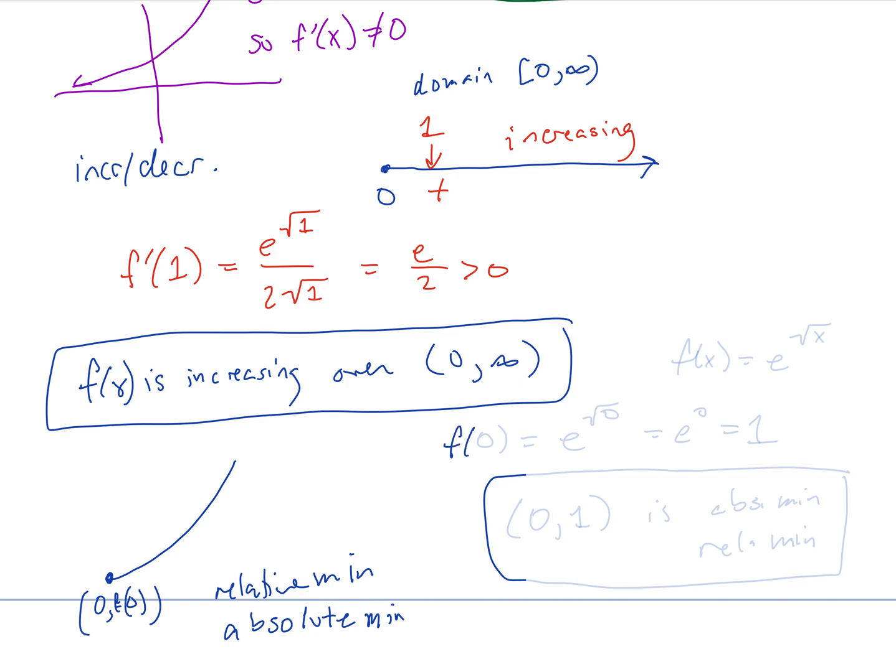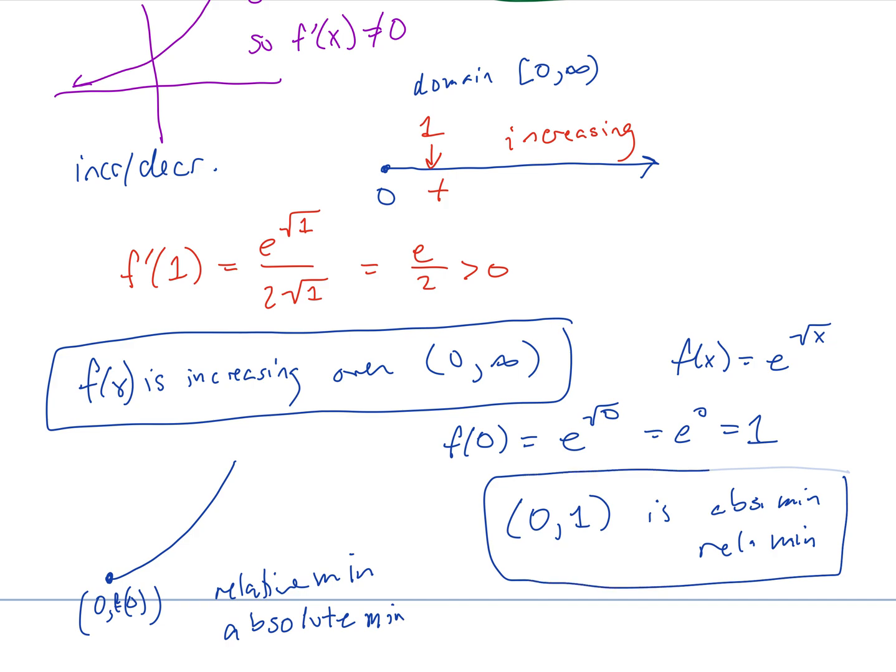Let's figure out the y value for that. F of 0, that's plugging back into the original function. The original function was f of x is e to the square root of x. So that's e to the square root of 0. That's e to the 0. Anything to the 0 power is 1. So that tells us that the point 0, 1 is both an absolute min and a relative min. There are no relative or absolute maxes in this function.